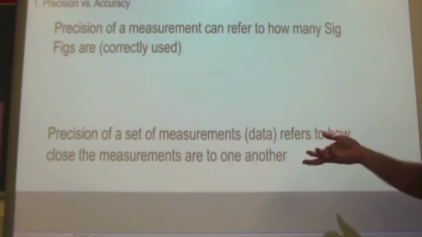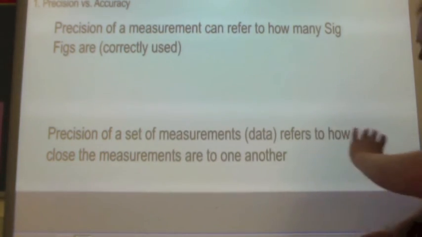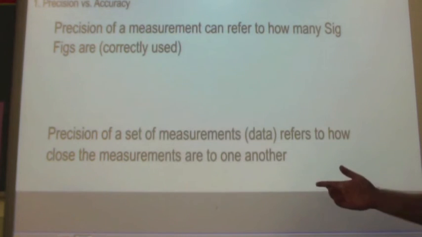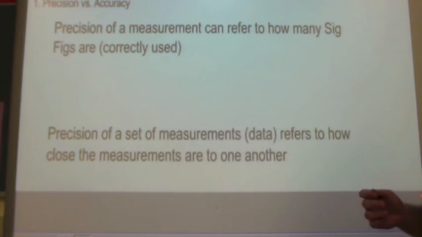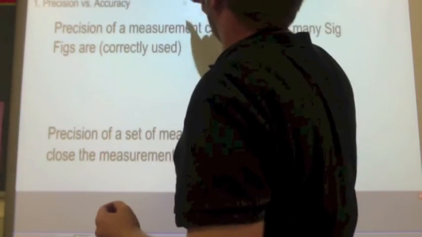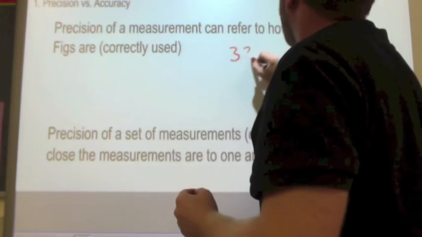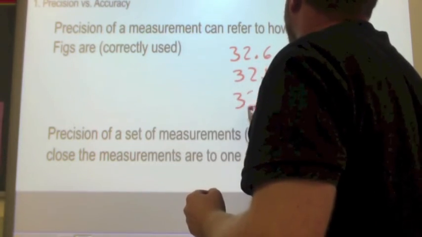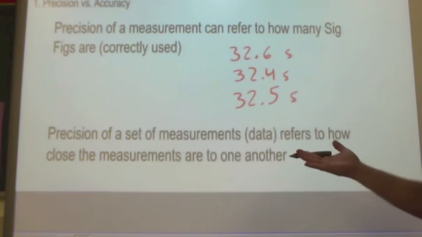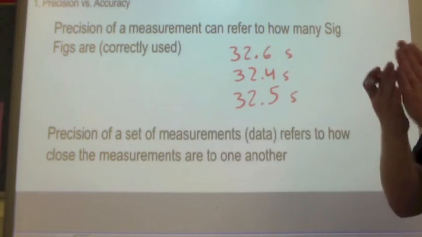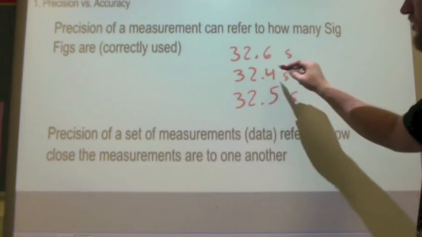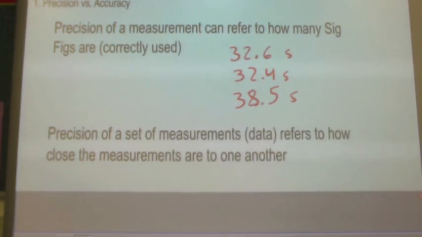Also, you need to know this definition of precision. And when we talk about accuracy versus precision, this is the one that we're referring to. Precision of a set of measurements or data refers to how close the measurements are to one another. So if you take, let's say we're doing time, 5 measurements and you come up with 32.6 seconds, 32.4 seconds, 32.5 seconds, this is very precise. You can look at the precision of each individual measurement according to the earlier definition, but I would say this set is very precise. If you had 32.6, 32.4, and 38.5, that's not going to be very precise.